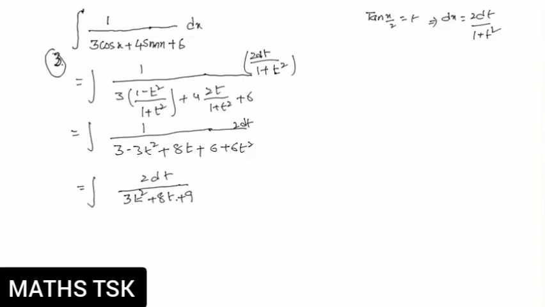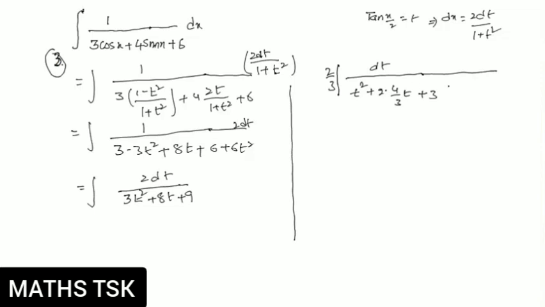How can you do this integration? I write it like this: integration of 2 by 3 into dt by t square plus 2 into 4 by 3 into t, that is 8 by 3 t, and then plus 3. What do we have to add and subtract? I add 16 by 9 and subtract 16 by 9.